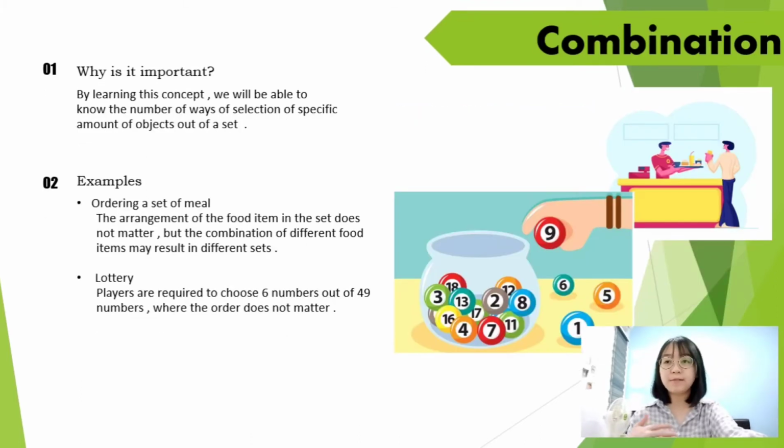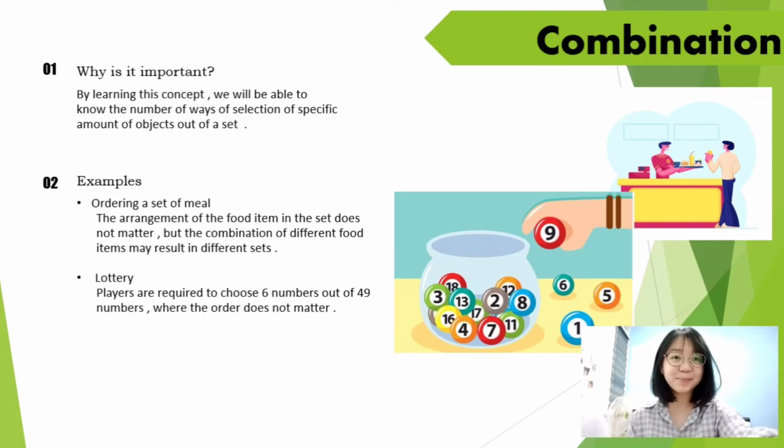In this slide, we have combination, and by learning this concept, we'll be able to know the number of ways of selecting a particular amount of objects or elements out of a set. Lottery as well as ordering a set meal are some examples of combination in our daily lives. The arrangement of the food items within a set meal does not matter, but the combination of different food items will definitely result in different set meals. As for lottery, players are required to choose 6 numbers out of 49 numbers, and the order of the numbers does not matter. Next, I would like to invite Hakim to continue the presentation.